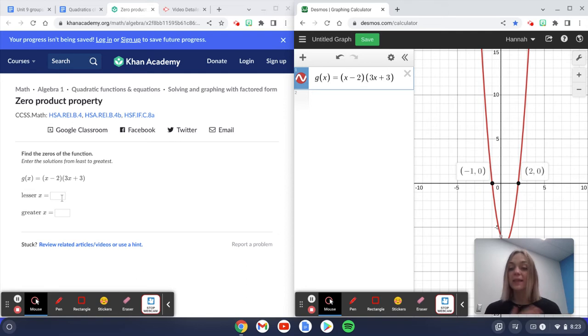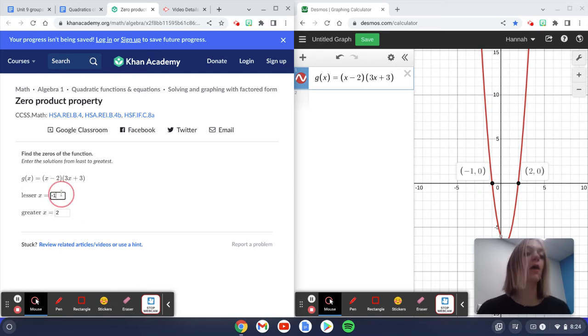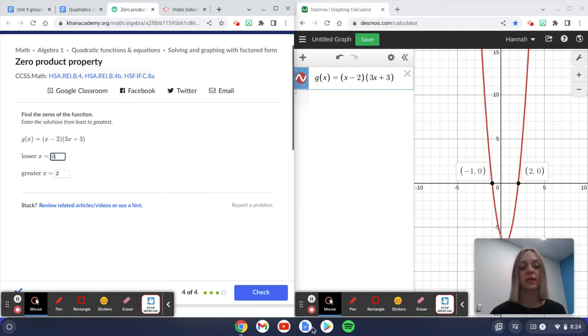So it's asking for my lesser x. That's just saying the smaller x. So -1 is smaller than 2, and then the greater x is 2. So again, smaller x goes where it says lesser x, and the bigger x goes to where it says greater x.